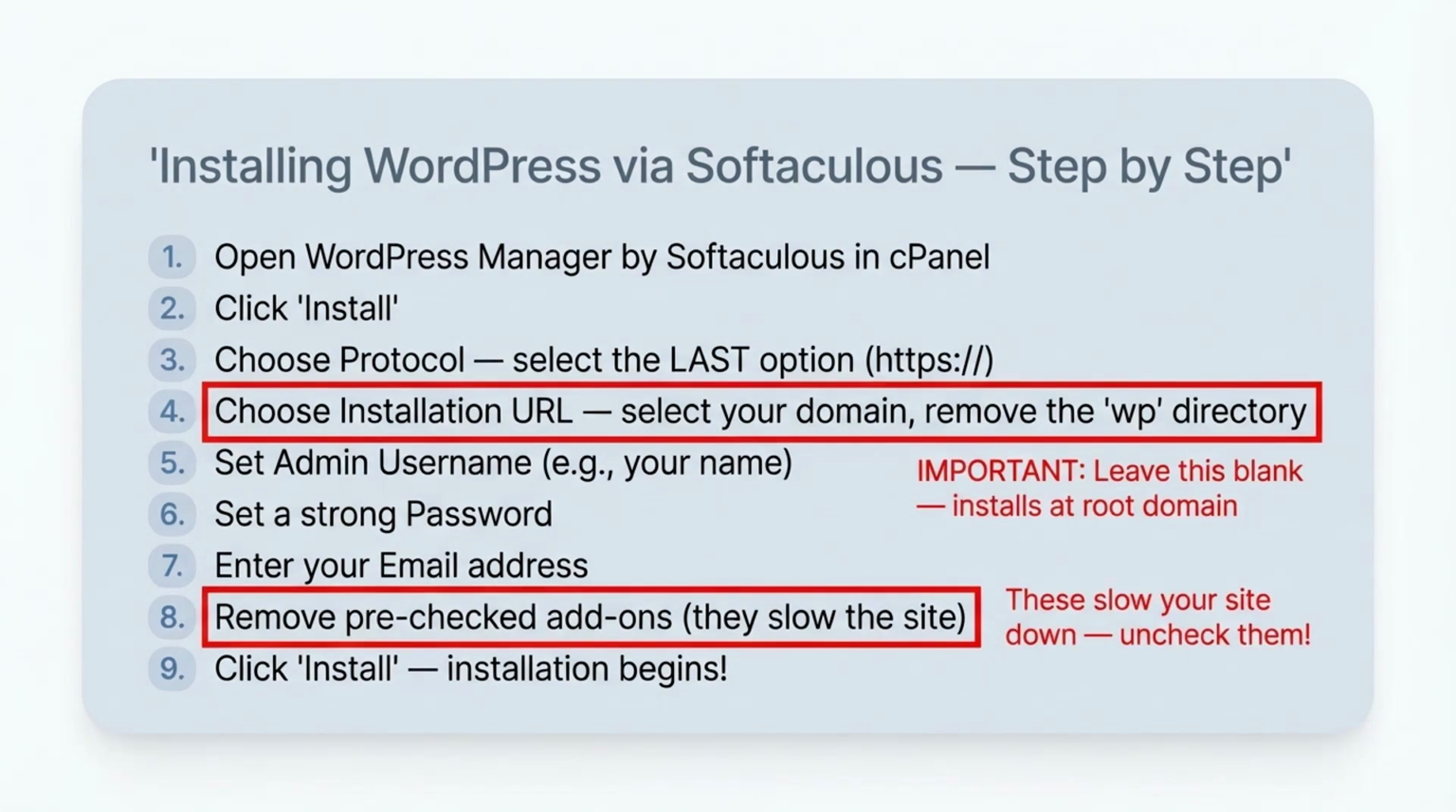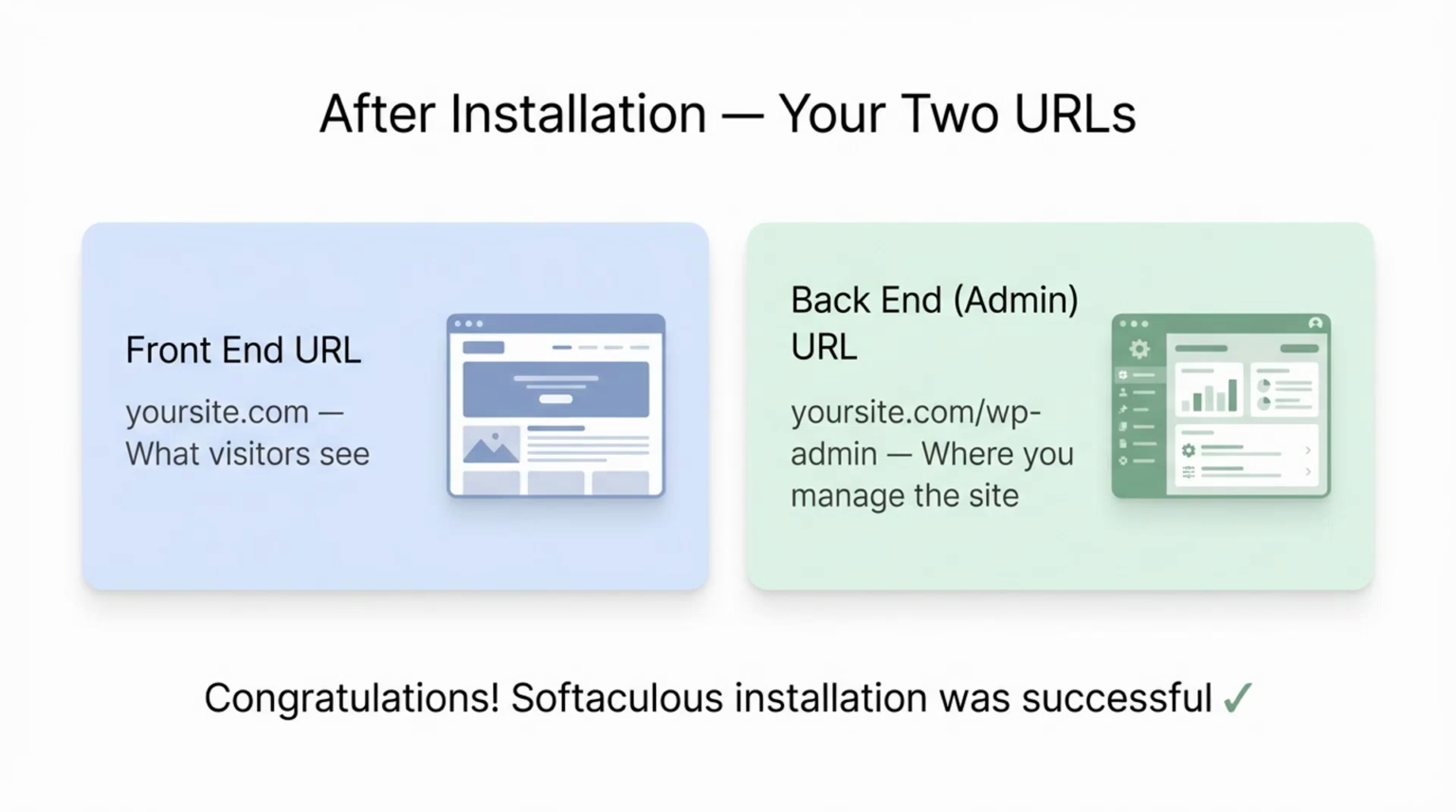Two things are really important here. First, when you see the WP in the directory field, delete it. If you leave it, WordPress installs at yoursite.com/WP instead of yoursite.com, and that's not what you want. Second, those pre-checked add-ons might seem helpful, but they add unnecessary load to your site. Uncheck them before installing. Once the installation finishes, Softaculous gives you two URLs.